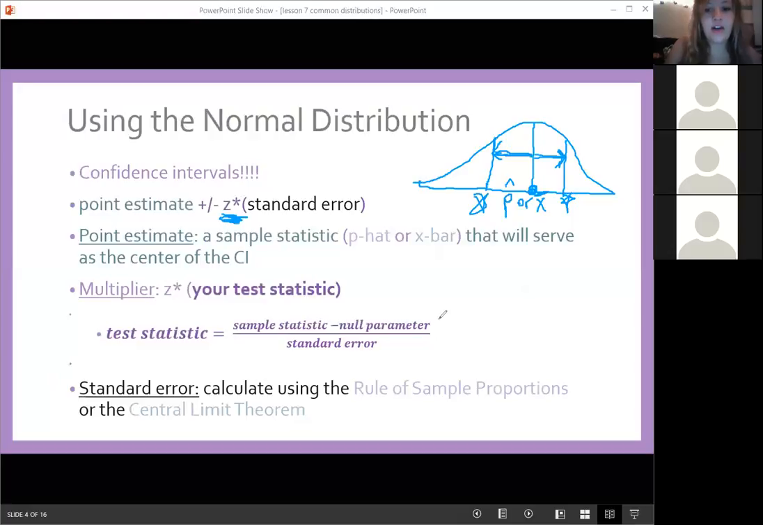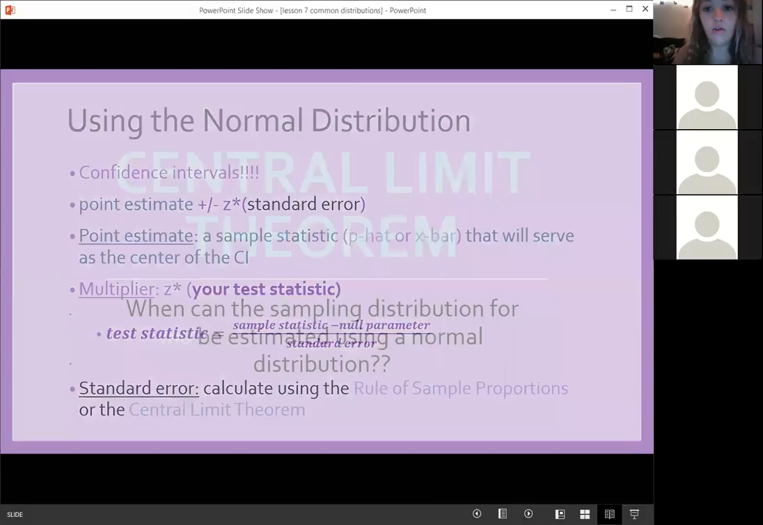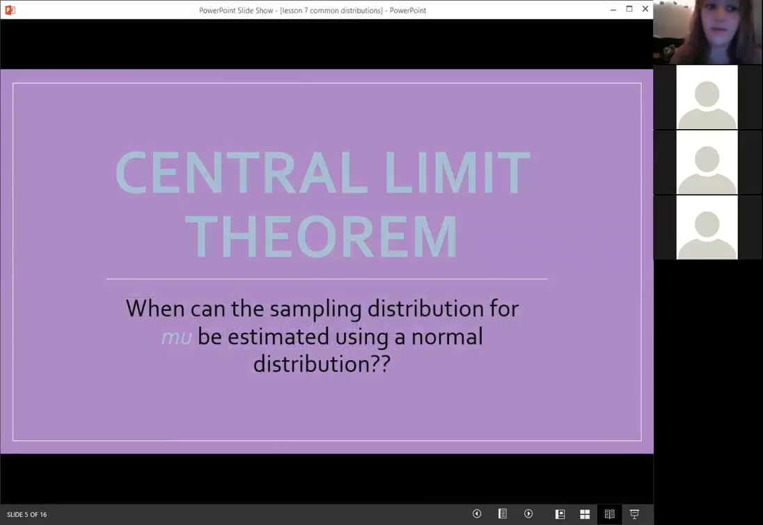And then lastly, we calculate our standard error using the rule of sample proportions or the central limit theorem. The rule of sample proportions is self-explanatory. It's saying that we find our standard error using the rule that when we take a bunch of samples from a proportion, as long as we take enough samples, we're able to assume it's on the normal curve. And same with the central limit theorem, which we'll talk about: as long as you have a large enough sample size, we are able to also assume a normal distribution.